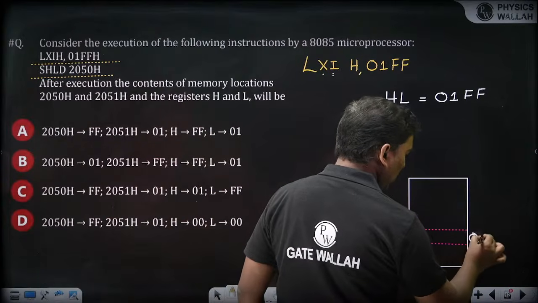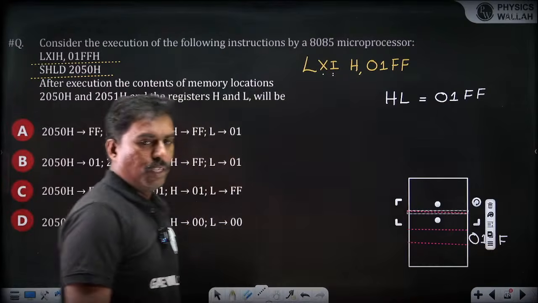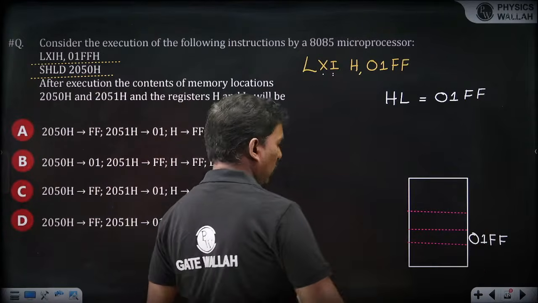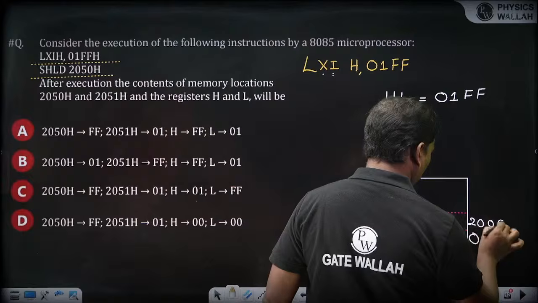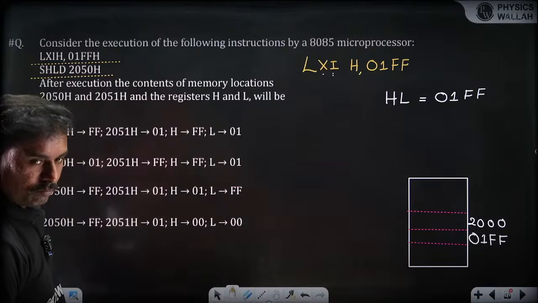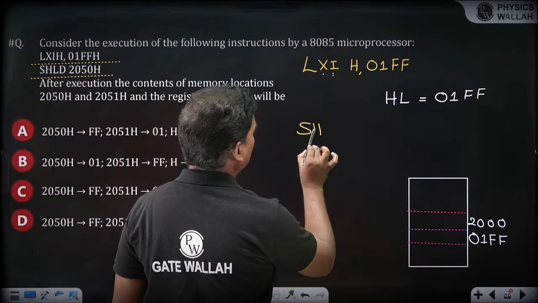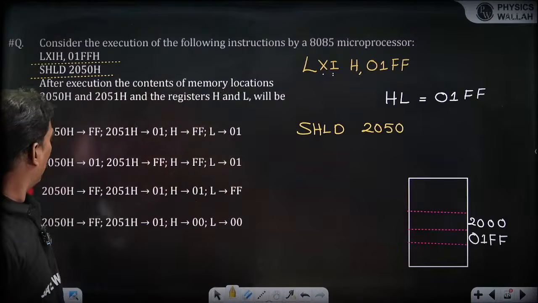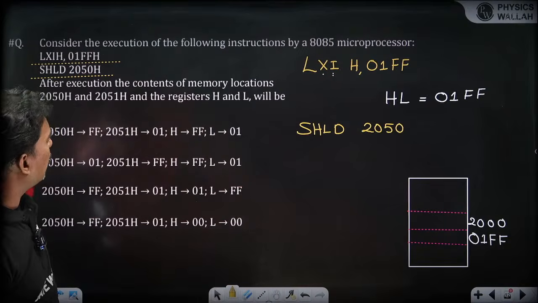So this is 01FF. The next memory location is adding +1. If we add +1 to FF, this will become 2000. SHLD means store, so it is a double. So the contents of 2050 and 2051, and the register HL will be dash, is what it is asking.